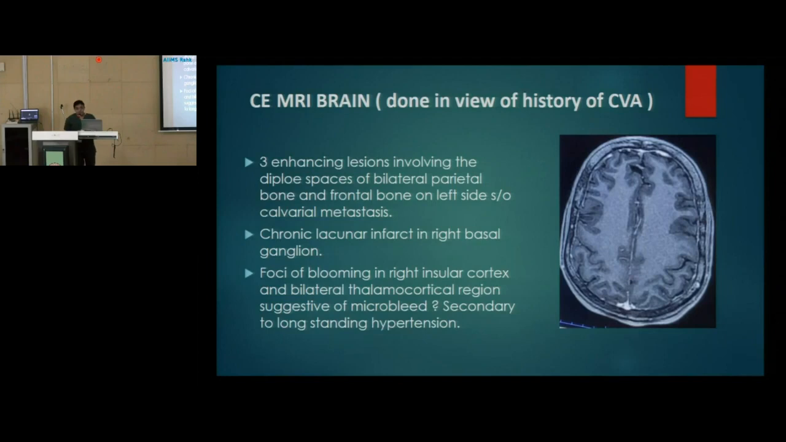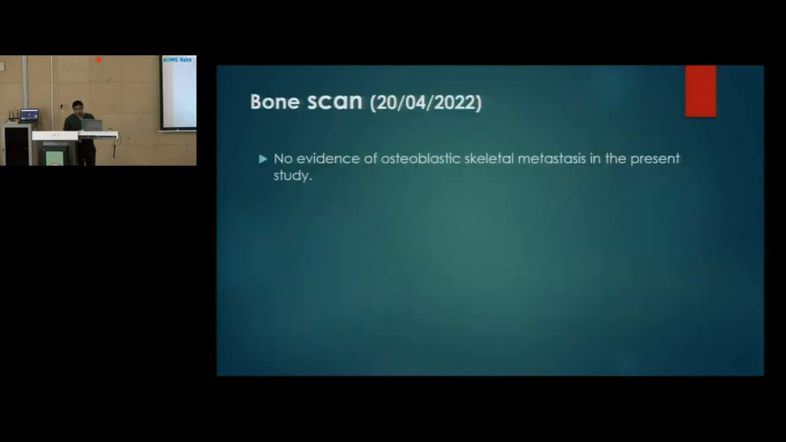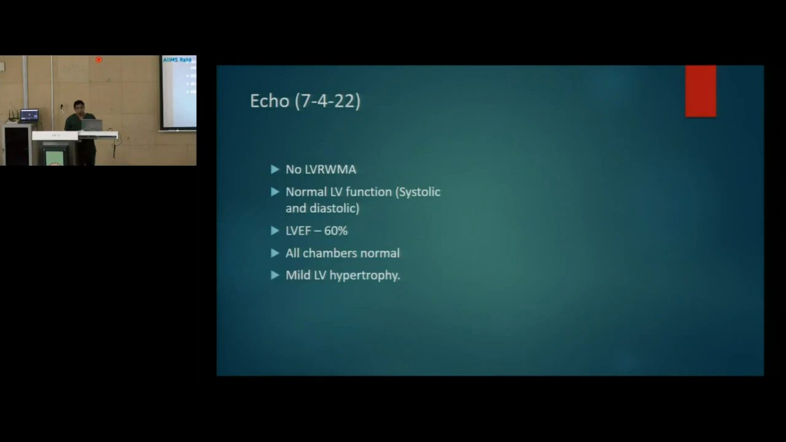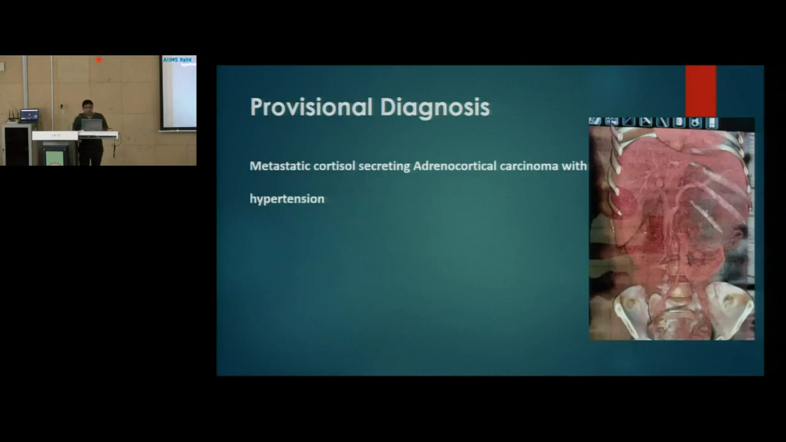So, in view of the likely mets in the bilateral parietal bone and frontal bone, we did one bone scan that was not suggestive of any bony metastasis. Pre-op, one echo was done of the patient, that was all normal. So, our provisional diagnosis for the patient was metastatic cortisol secreting adrenocortical carcinoma with hypertension. Patient was having a large mass, probably arising from the adrenal, as shown in this 3D image.